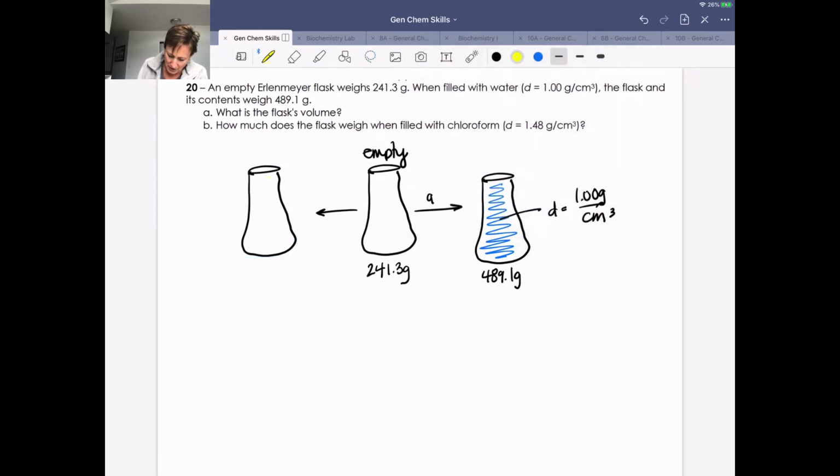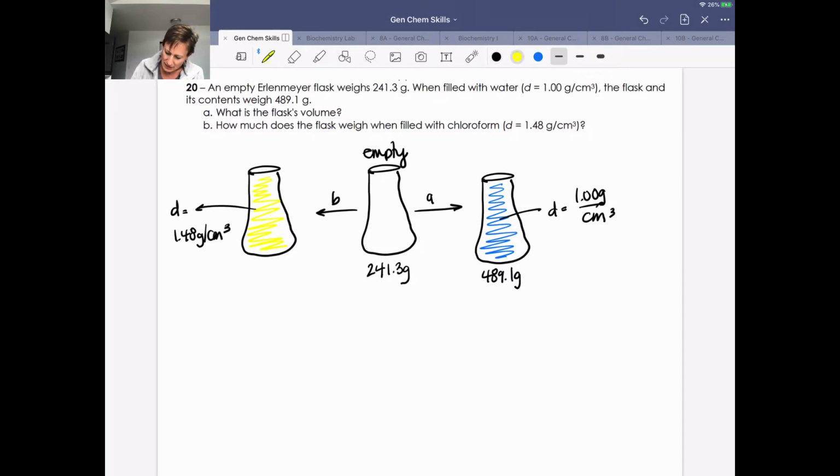So chloroform here is going to have a different density. So the density of chloroform is listed as 1.48 grams per centimeter cubed. So let's call this the B part.